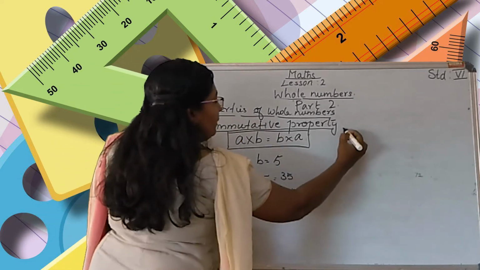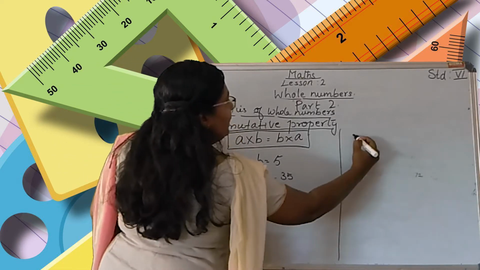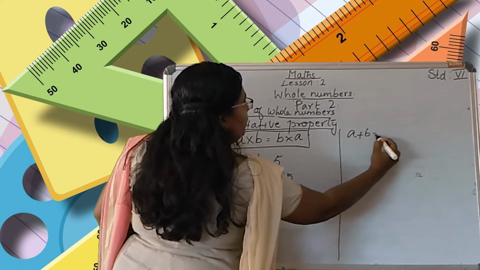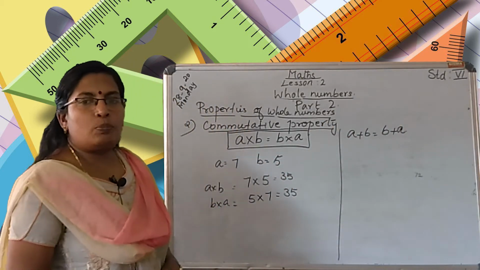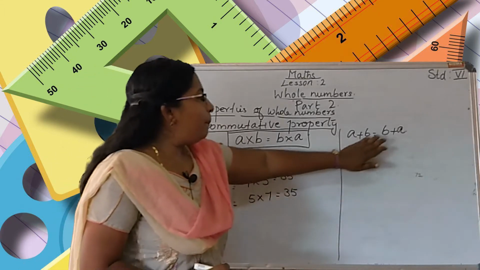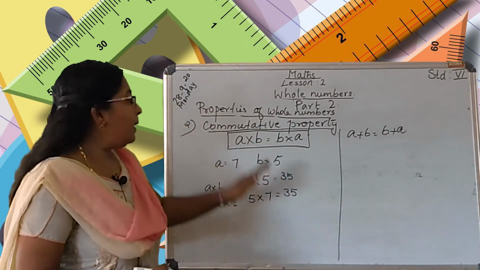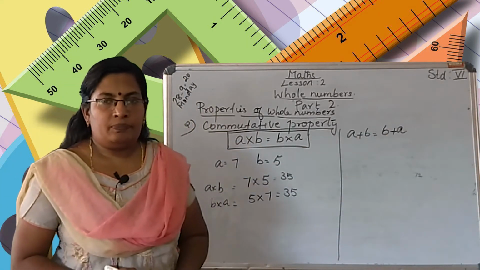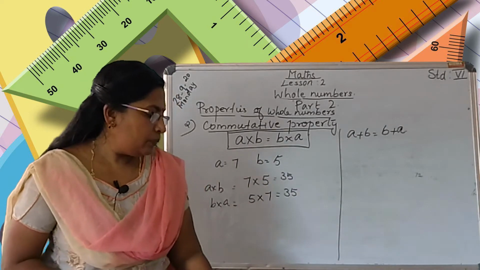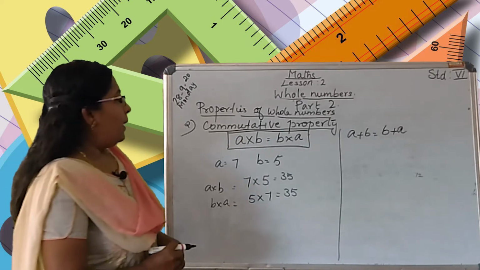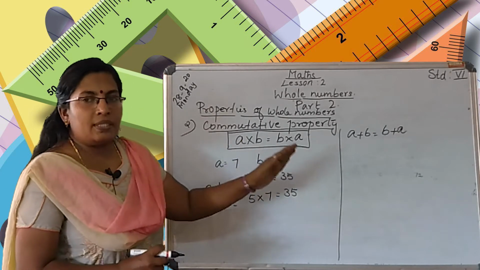In addition, A plus B equal to B plus A. A plus B equal to B plus A. This is the formula for commutative property. A plus B equal to B plus A.